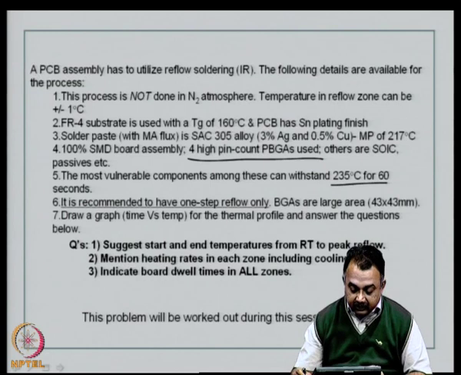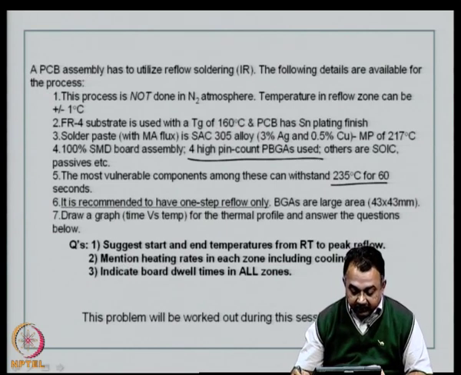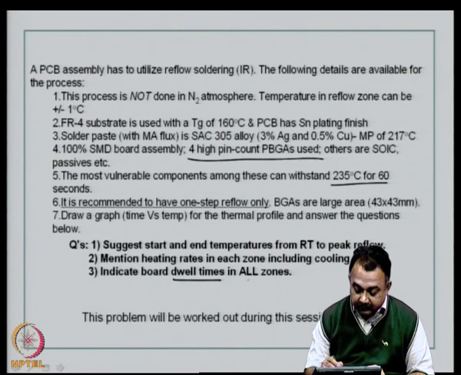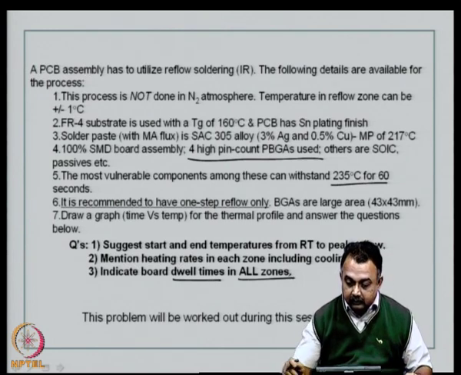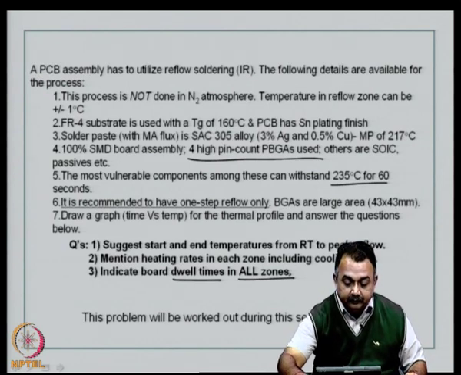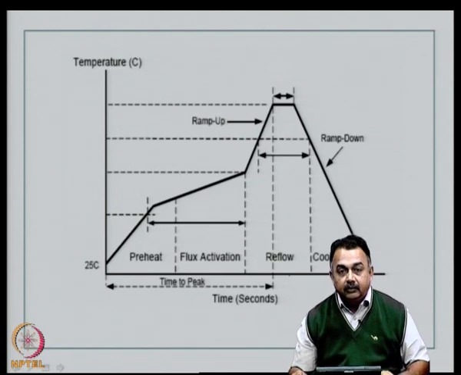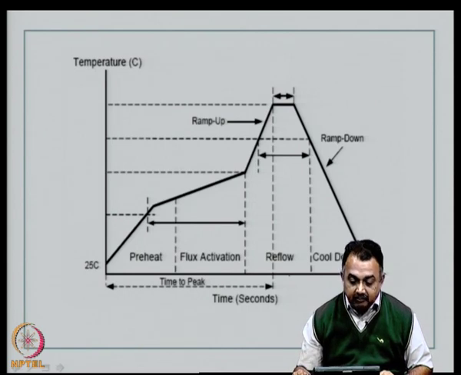Suggest start and end temperatures from room temperature to peak reflow. Mention heating rates in each zone including the cooling zone. Indicate board dwell times in all the zones. Okay. So, now we are going to work out this problem. Now, if you are going to assume this kind of a graph, okay, then what are the parameters that you can set?